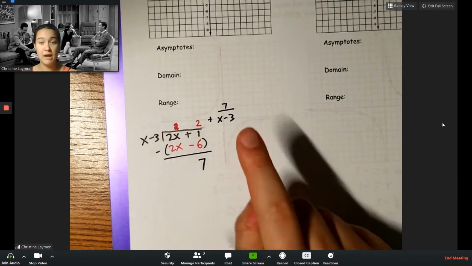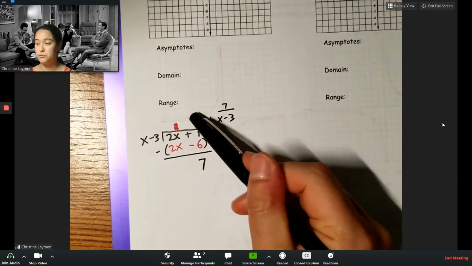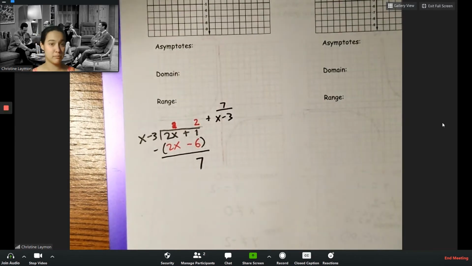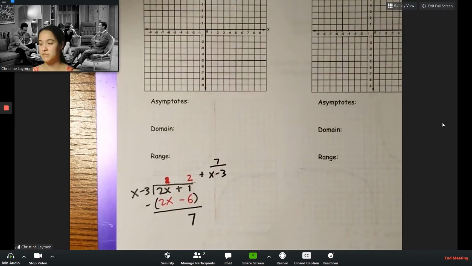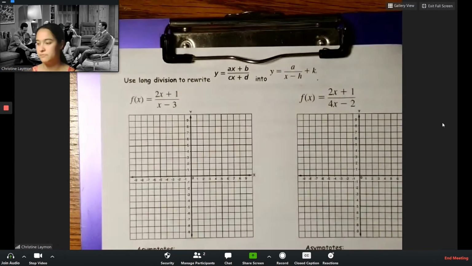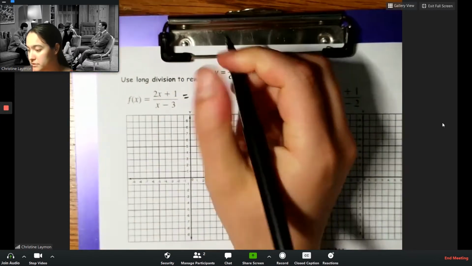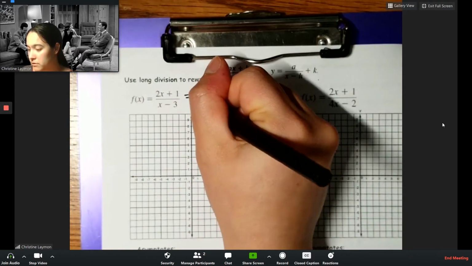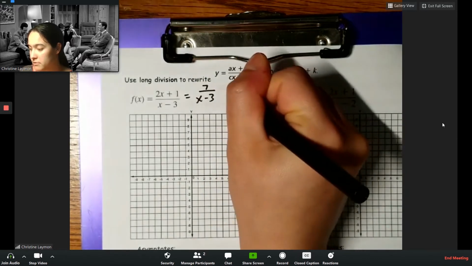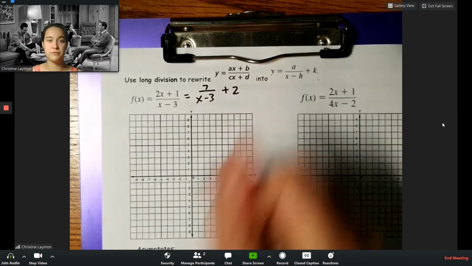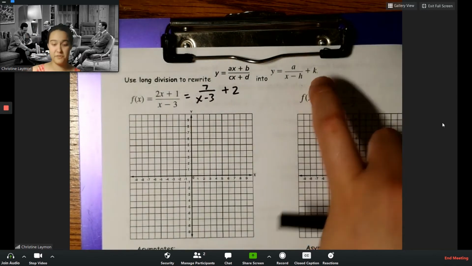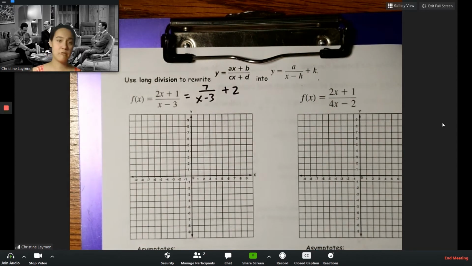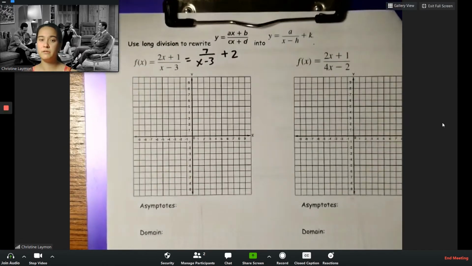Let's go ahead and rewrite that up top. We're going to put the 2 at the very end, though, to match it up with the plus k. So let me again take this and put it up here. So this equals 7 over x minus 3 plus 2. It now matches this form perfectly. Let's go ahead and identify the asymptotes. Let me zoom out a little bit here.